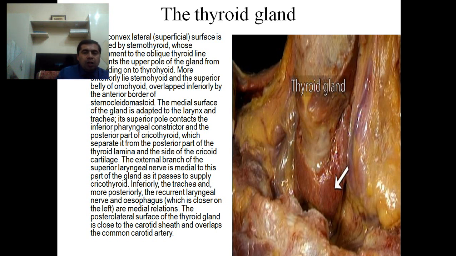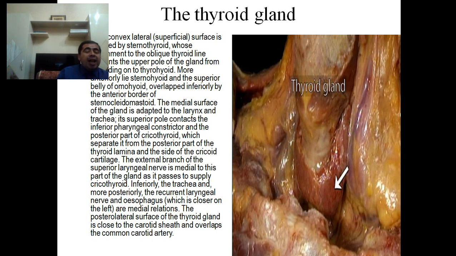Because many operations have been performed on this gland, you have to know the topography of this gland very well. The medial surface of the gland is adapted to the larynx and the trachea. Its superior pole contacts the inferior pharyngeal constrictor and the posterior part of the cricothyroid, which is separated from the posterior part of the thyroid lamina and the side of the cricoid cartilage.